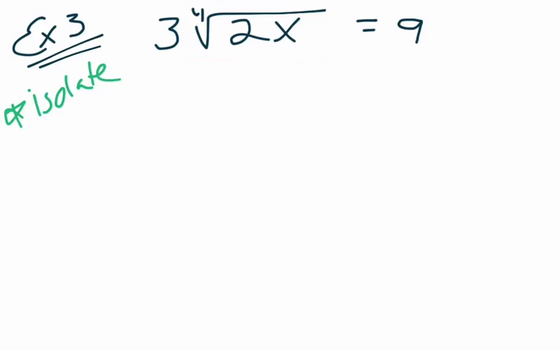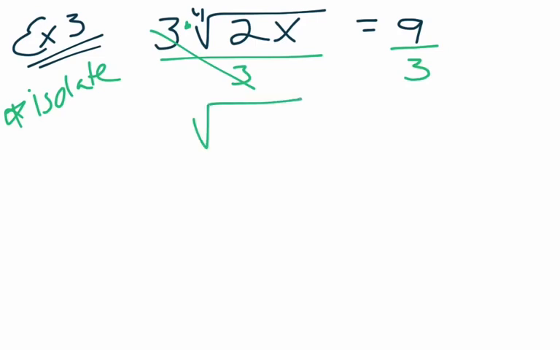So this, remember, is multiplication, and that's why I try to drive that home. And so we undo multiplication with division. So I will divide both sides. 3 divided by 3 is 1, which is why they cancel out. Always know why they cancel out. And 9 divided by 3 is 3. So now I have the 4th root of 2x is equal to 3.